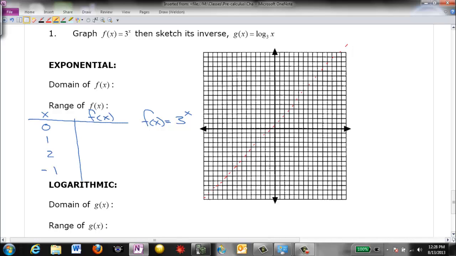And what we're going to do to get some ordered pairs to plot here is I'm going to plug those values for x in to f of x and see what I get out. And I'll put those into the table. So if I put a 0 in for x, we get 3 raised to the 0 power.